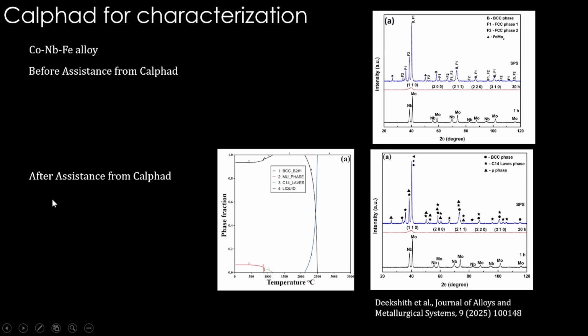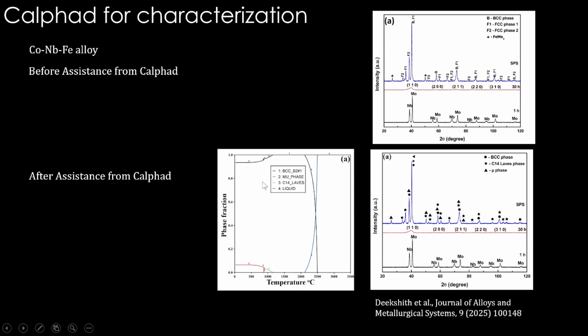But the moment CALPHAD is done for this, and then it is used for assisting this characterization, you can see here we have these phases: BCC, mu phase, C14 Laves phase, and liquid. These are the 4 phases. So in the solid you have these 3 different phases, and when XRD is analyzed carefully, we see that these phases appear. Okay, the peaks may be slightly shifted. I will explain about that shortly. But in this case, at least we have this phase fraction plot which is showing these phases. When one tries to match these phases, more or less they are matching here.